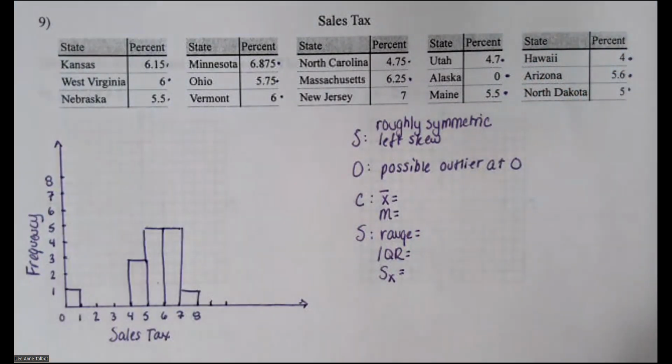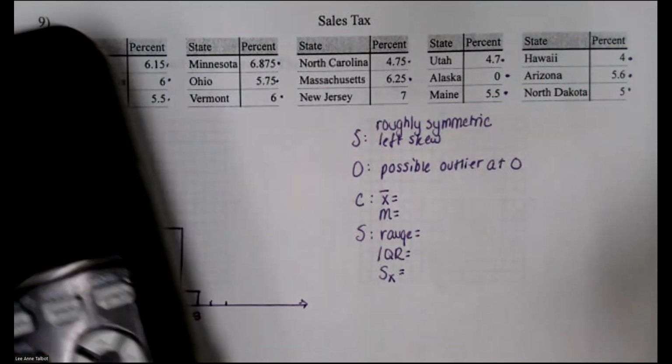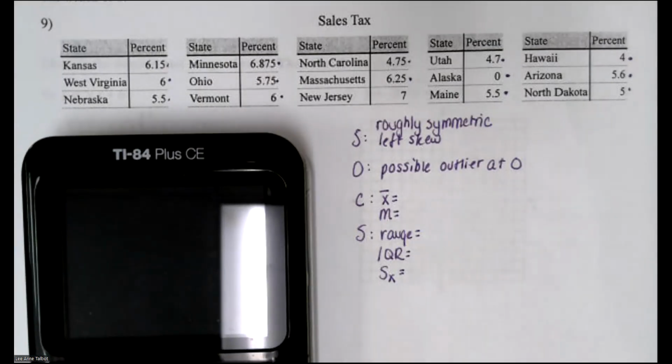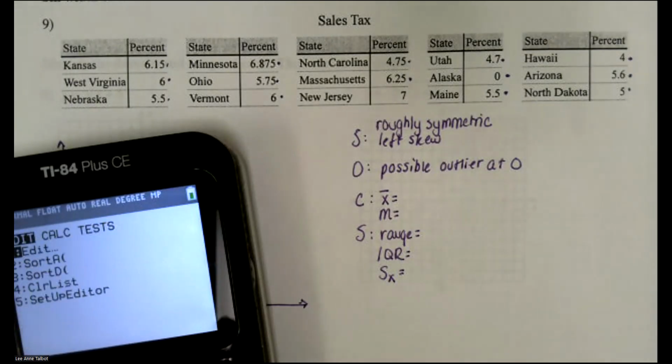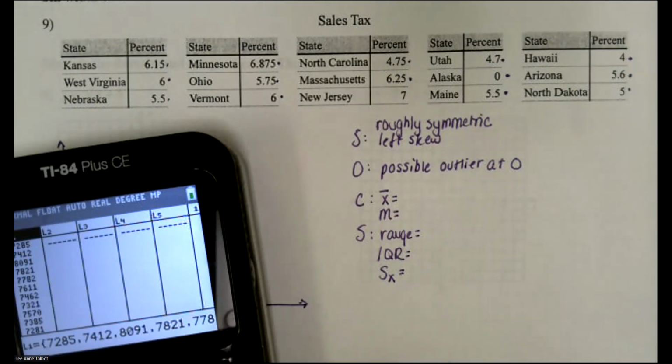Outlier at 0. Why did you say possible, Mrs. Talbot? It's clearly far away. Yeah, but we didn't do the math because we're not in AP stats, so we don't really know.